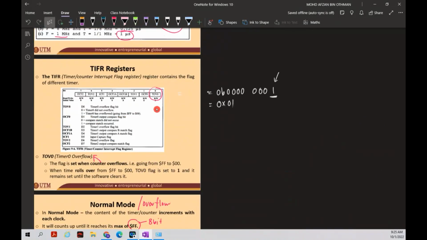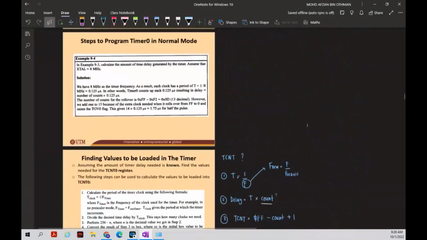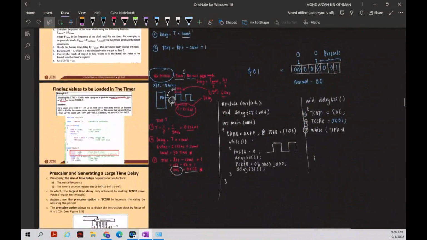Or, you can simply type TOV0, which means shift 1 to which location? TOV0. So this is all similar, equal to this value here. So I just use this one here: 1 shifted by TOV0.